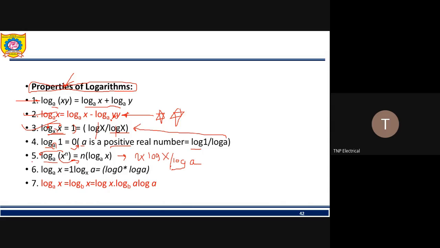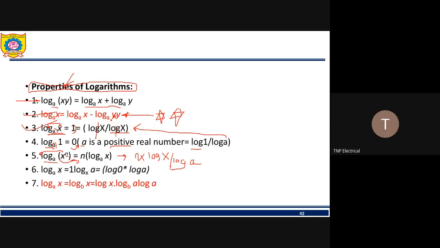Log x^n to the base a is equal to n log x to the base a. Whatever the power is, it comes to the front. And that can also be represented as n into log x upon log a, because this methodology will always be used in formulas and numericals whenever you're solving. So if you are learning these properties, then 50% of the work is done from your side.